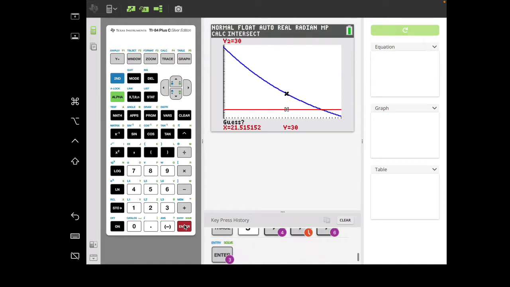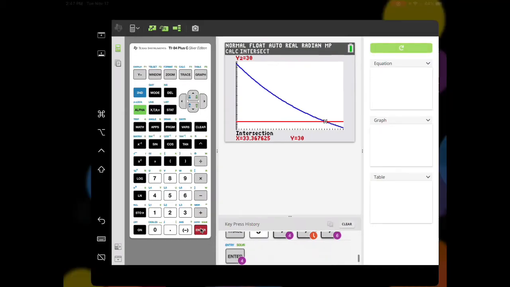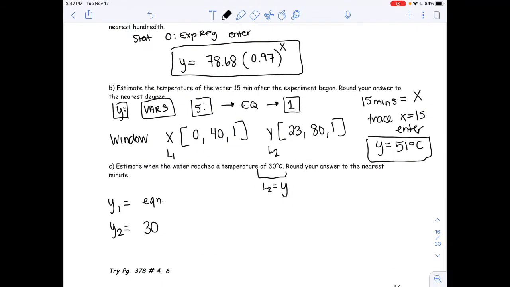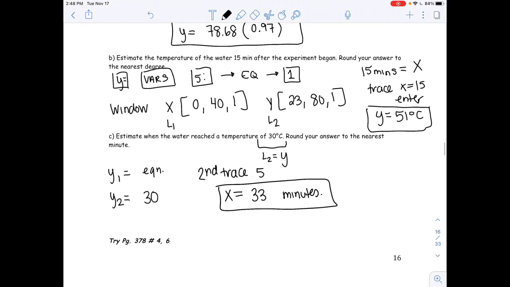So check that you're getting 33.3. It says round to the nearest minute, so it's going to be 33 minutes. That 0.3 means that you round and keep the value as 33. So 33 minutes. So write down your steps. We did y1 as the equation, y2 as 30, then we press second trace, number 5, and we found that the intersection, the x coordinate that we're looking at, is 33, and that's in minutes. So that's your answer, and that's how we get that.